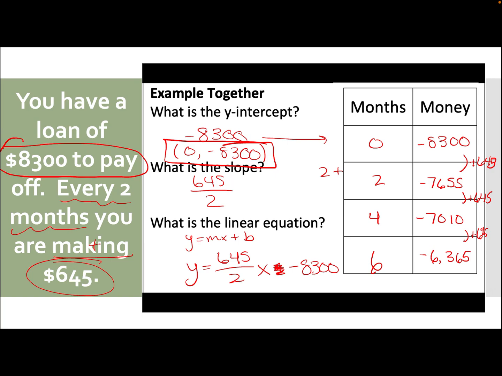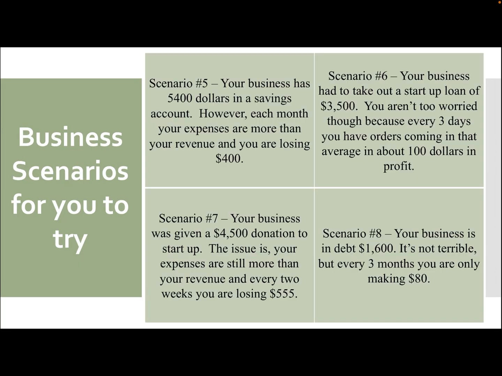So now we have scenarios 5, 6, 7, and 8. I want you to work through those. And again, read the questions carefully. Some of the questions are mixed up, whether we're asking for the y-intercept or the slope first. So make sure you read through those carefully and take time, pause the video on this slide so you can read each of the scenarios and go through and fill out each one. We'll talk about each one after.